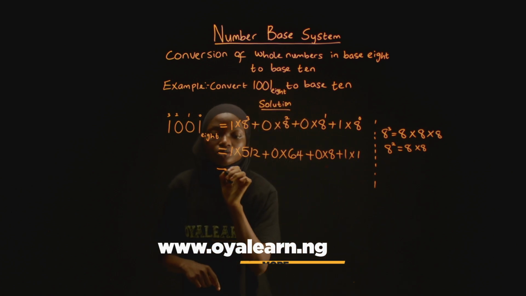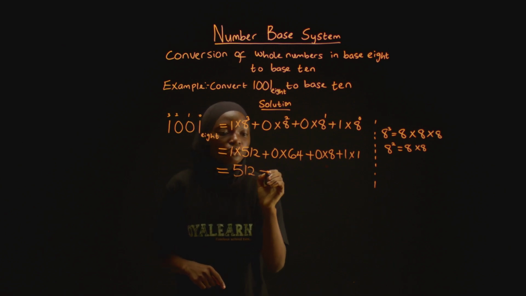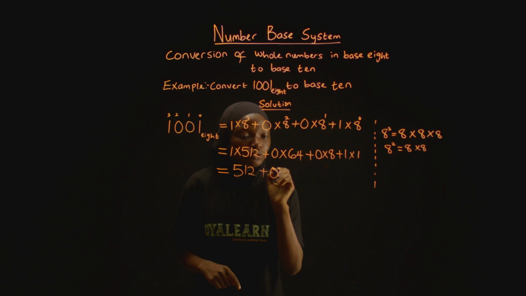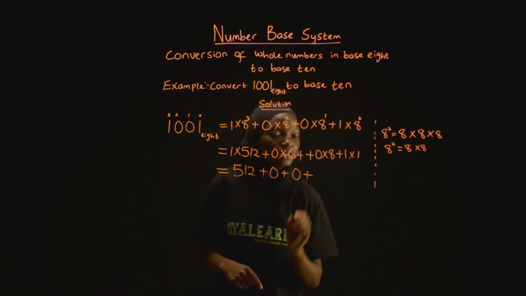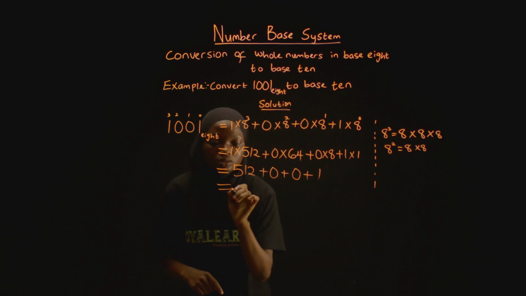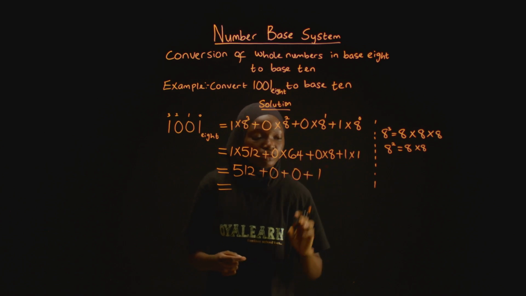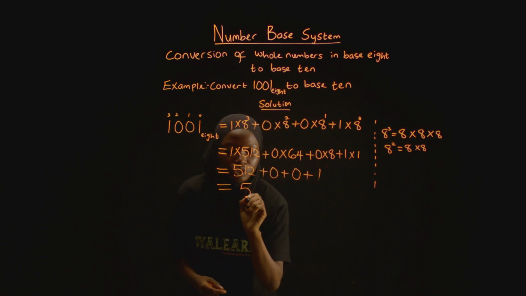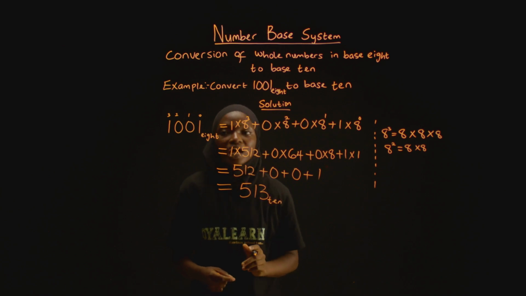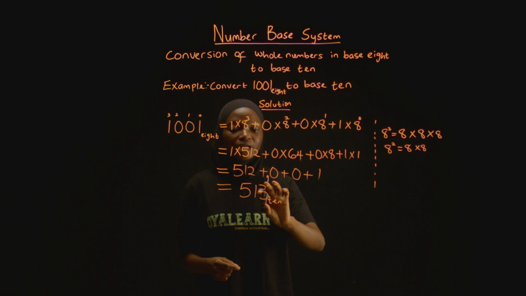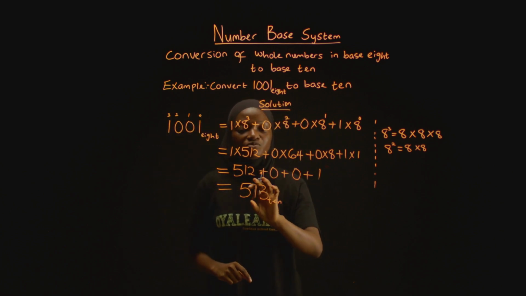So we have 1 times 512, plus 0 times 64, 0, plus 0 times 8, 0, plus 1 times 1, 1. So we had 512 plus 0, 512 plus 0, 512 plus 1, 513 base 10. And there we have our number in base 10. That is 1001 base 8. It's the same thing as 513 base 10.